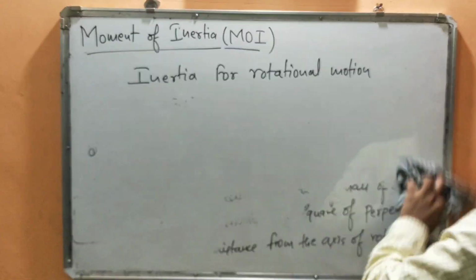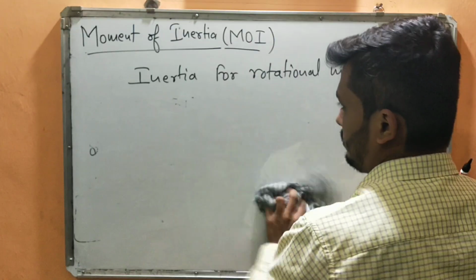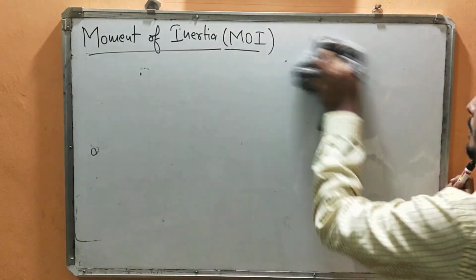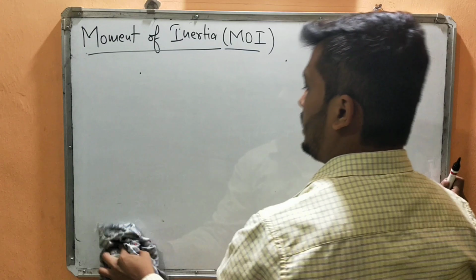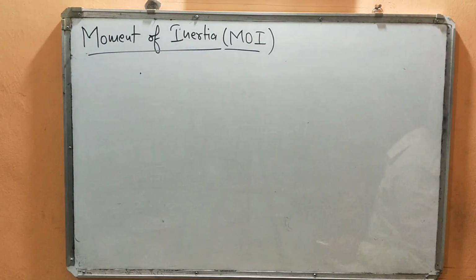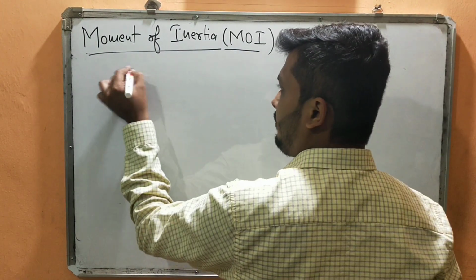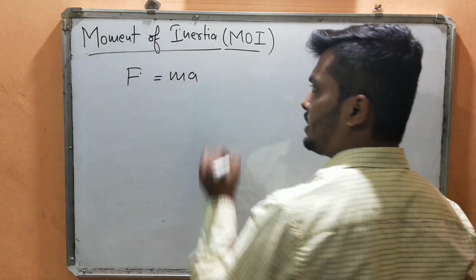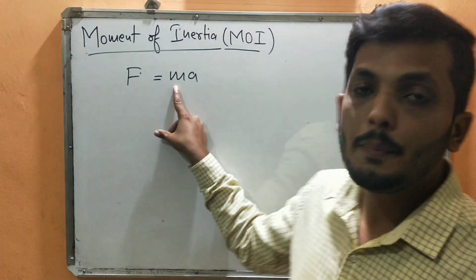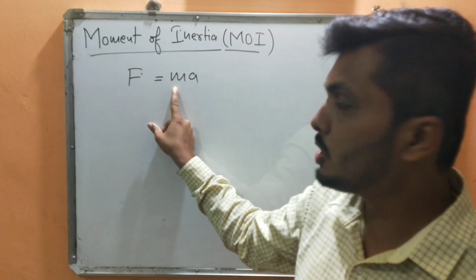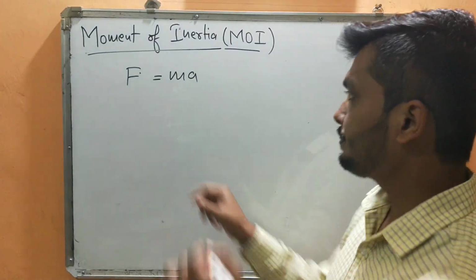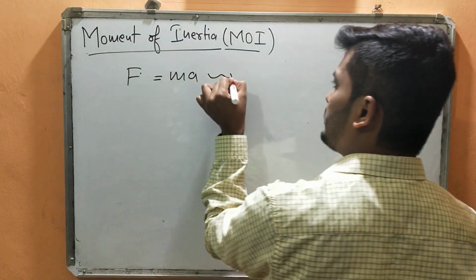Got it? Now let us understand how that value came. I = mr². We'll go back to our linear motion concept. Now all of you know F = ma. This is Newton's law, right? Where m is a measure of mass, and measure of mass is nothing but inertia. Got it? Now this is my equation 1.